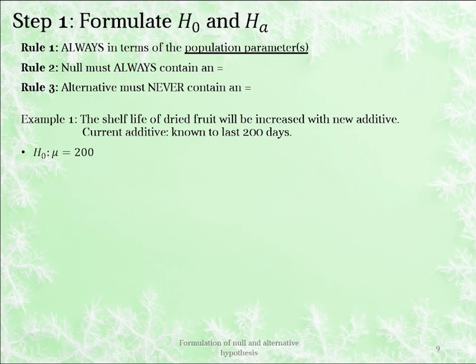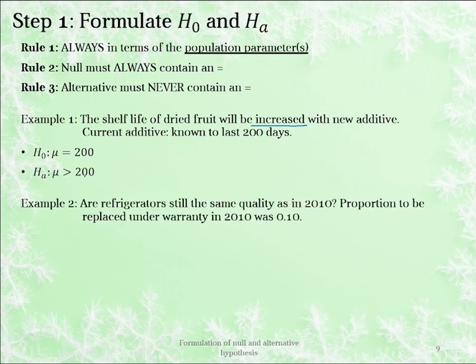So that means our population parameter, remember it has to be in terms of a population parameter, is going to be mu, and the average that we currently have is 200. And you can see I have my equal sign in the null. Now, the alternative is always going to be the thing that we are interested in. So we want to see if shelf life has increased with this new additive, which means that we're going to test if the mean is now greater than 200.